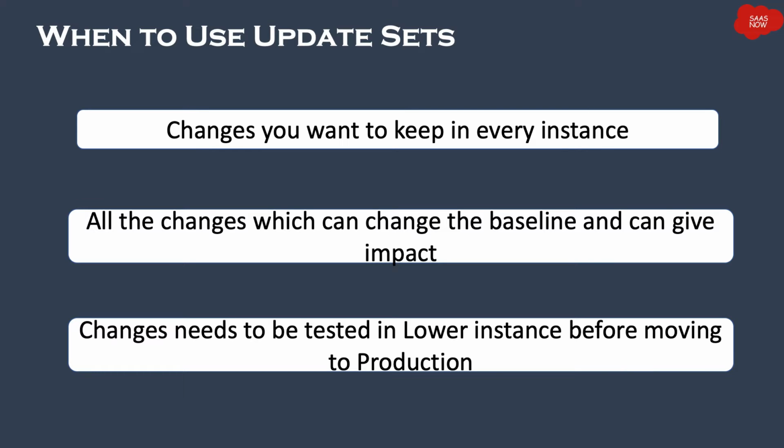And that's the third point. The changes need to be tested in a lower instance before moving to production. Any kind of change, maybe you are creating a business rule, you can't create directly in production because you don't know whether that business rule will have any impact. So it's really better, I would say it's mandatory, that you perform that development in lower instances, move it into different instances, test it thoroughly, and then move it to production.